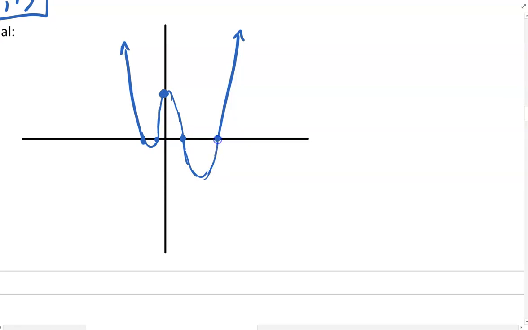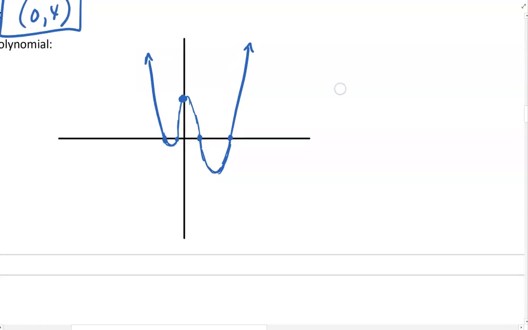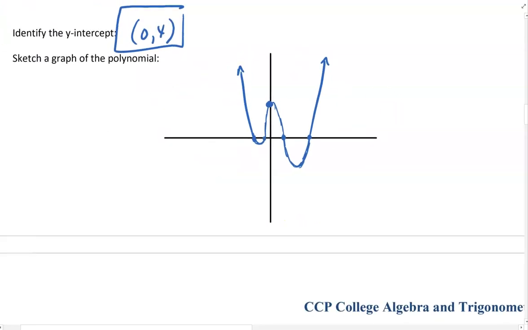I think this dip on the right-hand side is going to drop lower than the one on the left because of the distance between the x-intercepts. And I feel that that would be a pretty good sketch of the behavior of this graph.